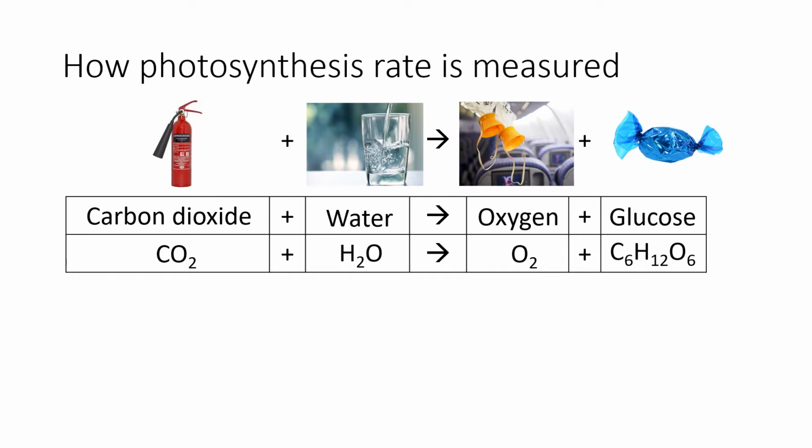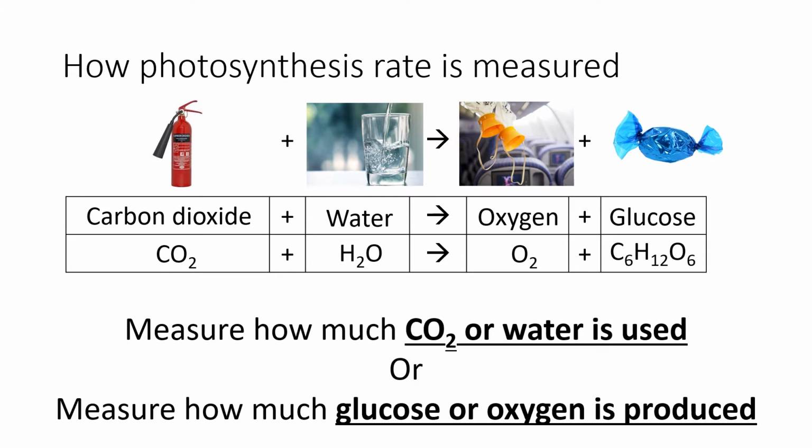There are a number of different methods that you may have come up with in order to work out the rate of photosynthesis, but the simplest ones will link to how much carbon dioxide or how much water is being used, or how much glucose or how much oxygen is being produced.